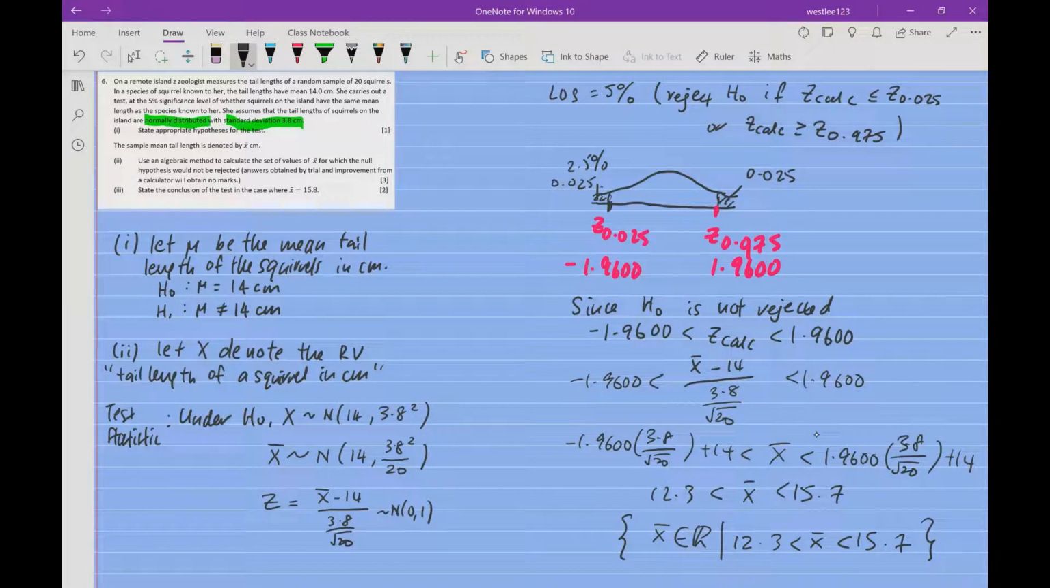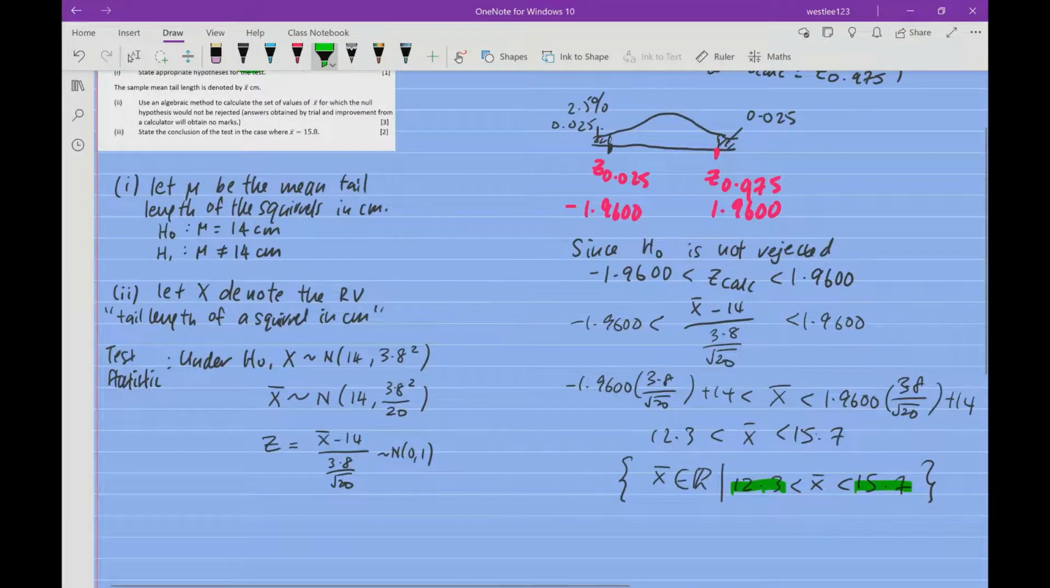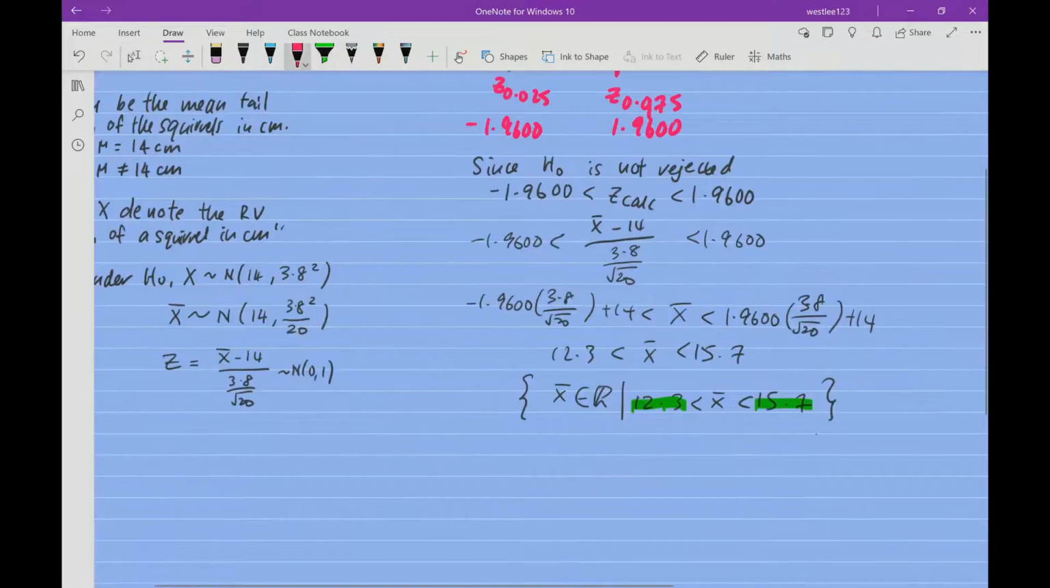Then after that, part 3. They ask you to state the conclusion of the test in the case where x bar is 15.8. The first thing you should do is compare 15.8 to what you have in part 2. We found out that when x bar is between 12.3 and 15.7, we do not reject H0. I repeat, if x bar is between 12.3 and 15.7, we do not reject H0. Then in part 3, x bar is 15.8. This means that we are going to reject H0, because the x bar in part 3 is not what we have in part 2.